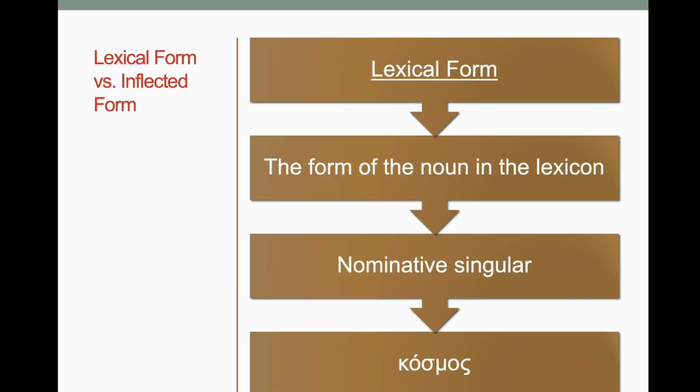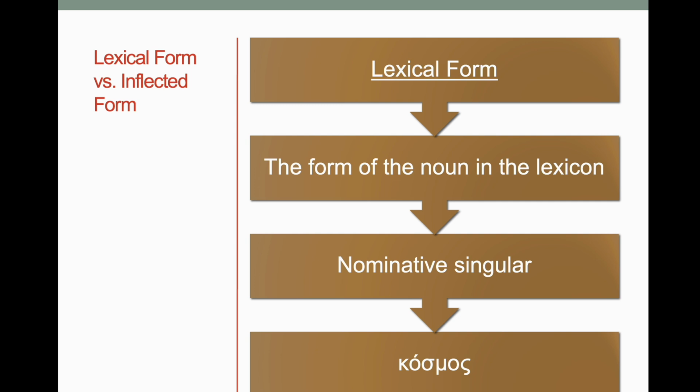So when we talk about Greek words and learning Greek, we talk about its lexical form. Lexical is a fancy word for dictionary form. A lexicon is the word for dictionary in Greek. So when you look up a word, you'll be looking it up in a lexicon. So the lexical form is the form you find in the dictionary. And for all nouns, it is the nominative singular. So for instance, the word for world or universe is cosmos. There you'll see its nominative singular form.